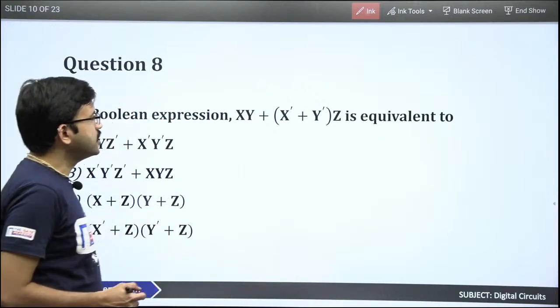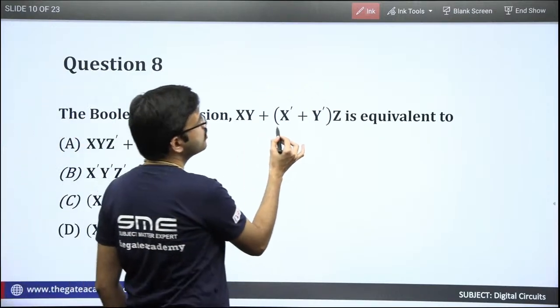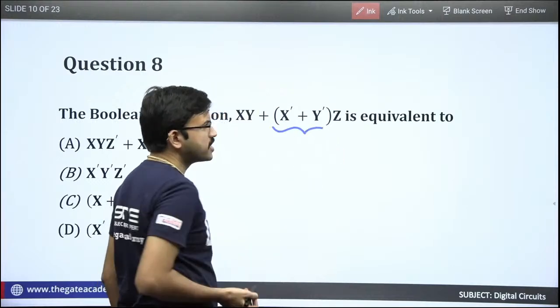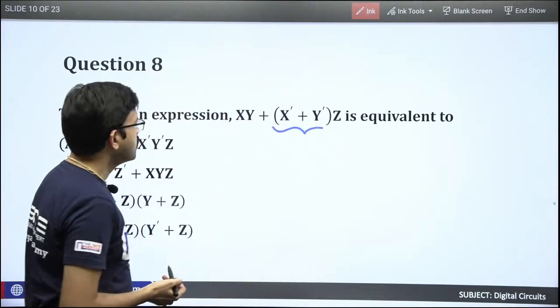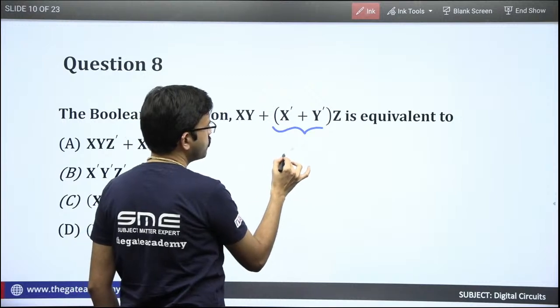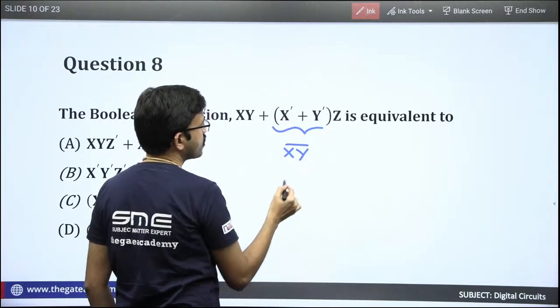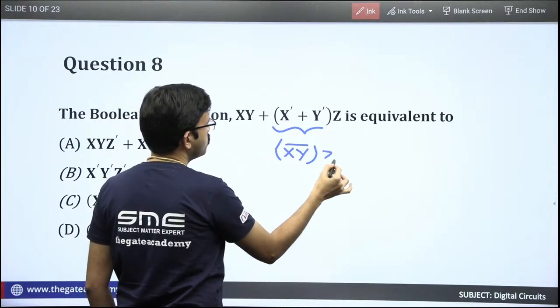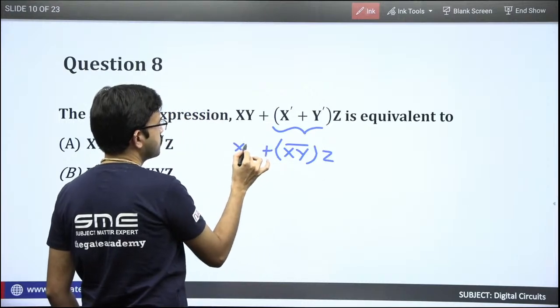Yeah, see, just observe here. You can apply De Morgan's law here. X bar plus y bar, you can write as (xy) whole bar, into z plus xy.